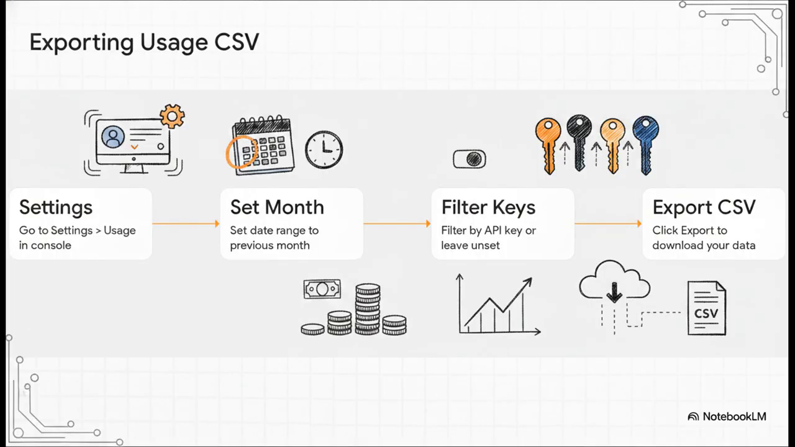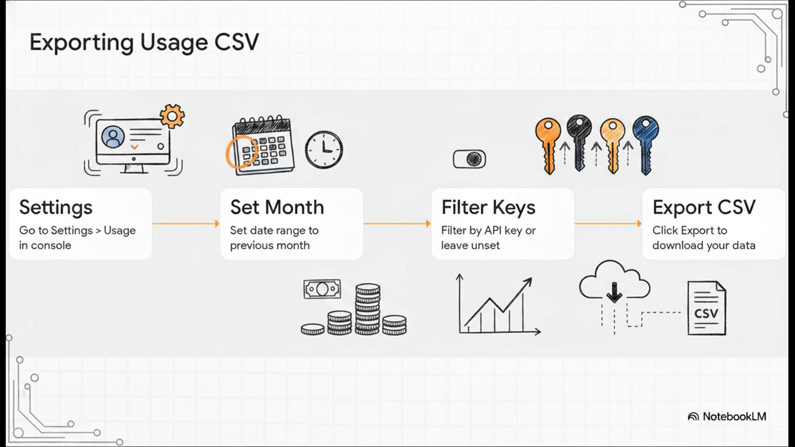Let's actually walk through one practical example of how to use that authoritative source. Say you're managing API keys for 5 developers on a pay-as-you-go billing plan. It's the end of the month, and finance needs the costs grouped by project. It's actually super simple. You just log into the console with a developer, billing, or admin account, navigate to settings, then usage. Set your date range to the previous calendar month. From there, you can filter by a specific API key, or just leave it unset to see everything at once.